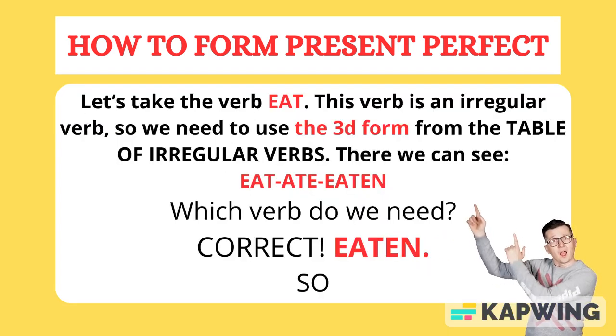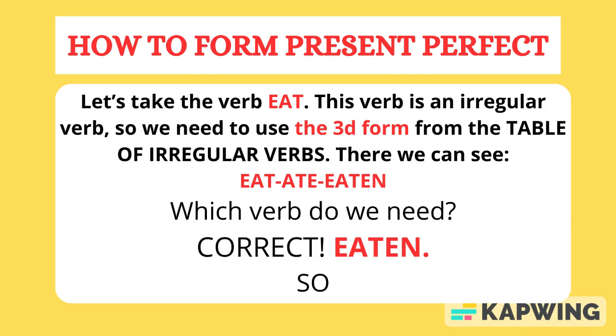Let's have a look at an example of how to choose the correct form for the present perfect. For example, let's take the verb eat. This verb is an irregular verb, so we need to use the third form from the table of irregular verbs. There we can see eat, ate, eaten. Which form do we need? Correct, we need form number 3, eaten.